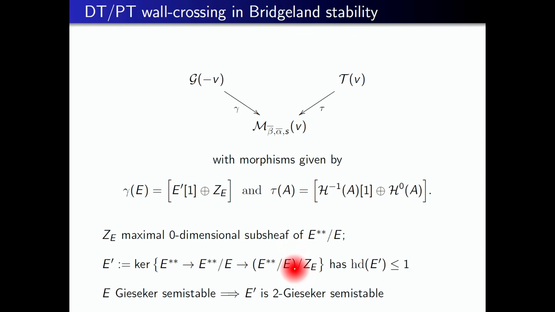So, you can show that if E is Gieseker semistable, the kernel of this thing will be a 2 Gieseker semistable sheaf, and it will have homological dimension at most 1. Right? Because this Z_E here is precisely killing the bit that could give an Ext^2, right? A non-trivial Ext^2. Right? So this is the zero-dimensional sheaf and the 2 Gieseker semistable torsion-free sheaf.